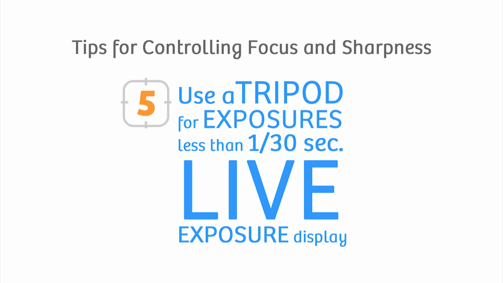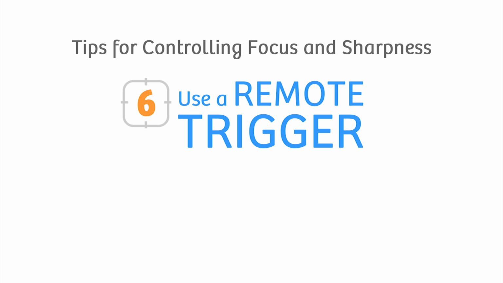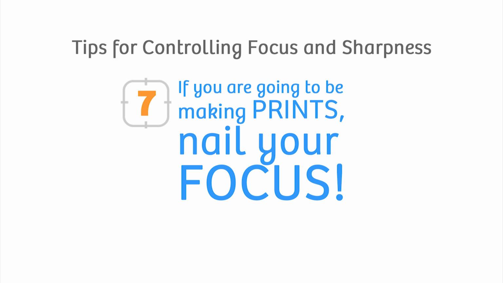Number 5, when using a shutter speed less than 1/30th of a second, you use a tripod. Number 6, in order to reduce or eliminate vibration on the camera, use a remote trigger. Number 7, if you're going to print, make sure that photograph is extra sharp.